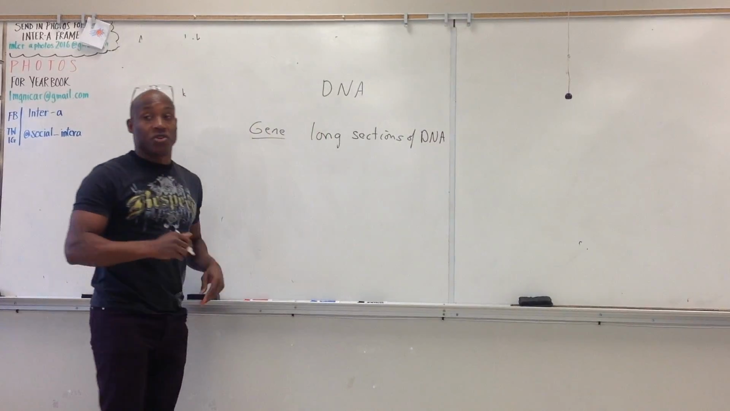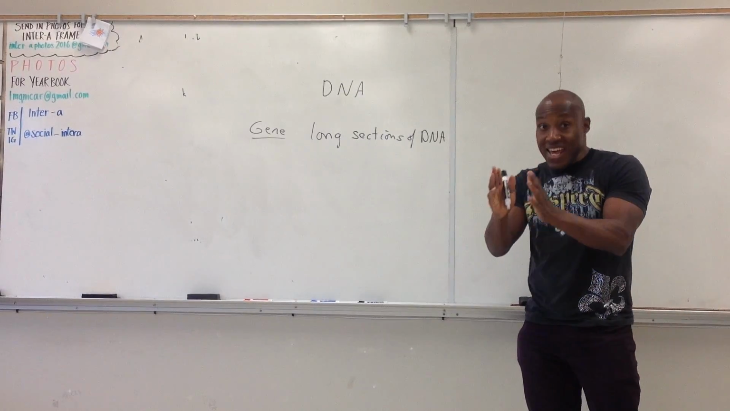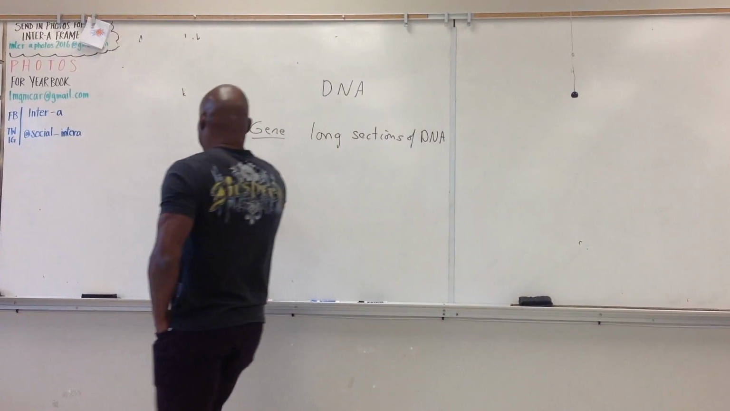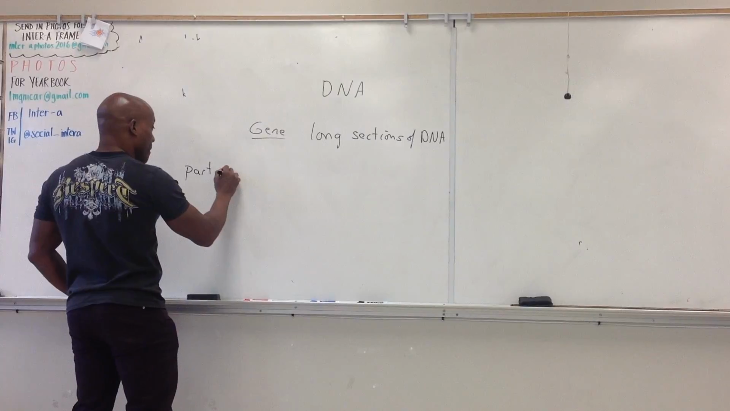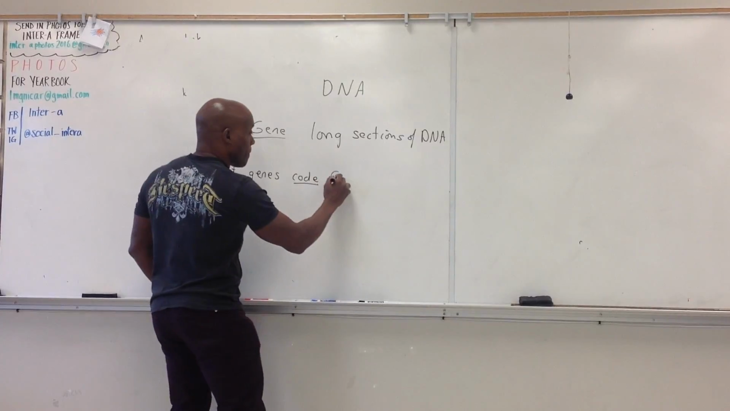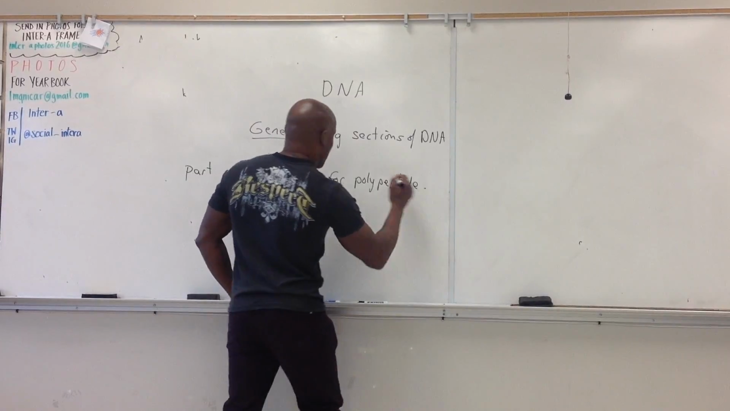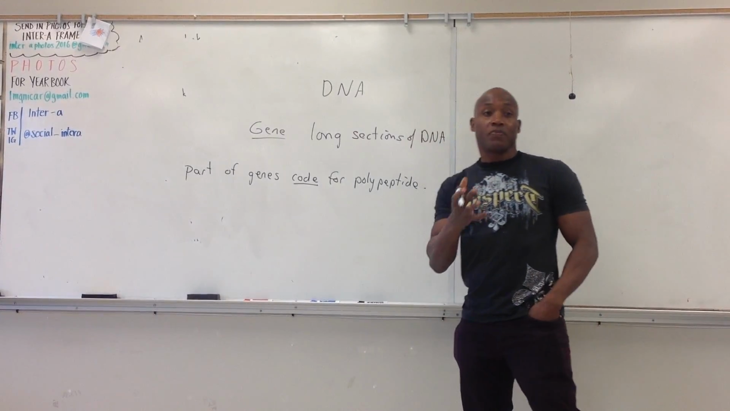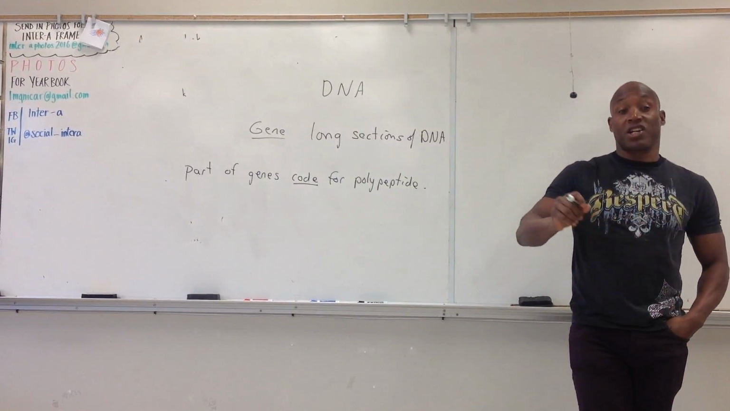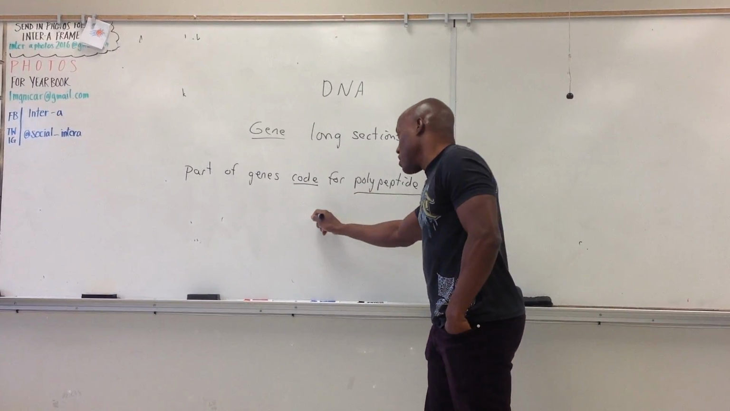So long sections of the nucleic acid, deoxyribonucleic acid, and these long sections of DNA contain the parts that interest us, and those are the parts that code for polypeptides. They contain clues, information that the cell will use to determine how to make a chain of amino acids. So by polypeptide, we mean a chain of amino acids.